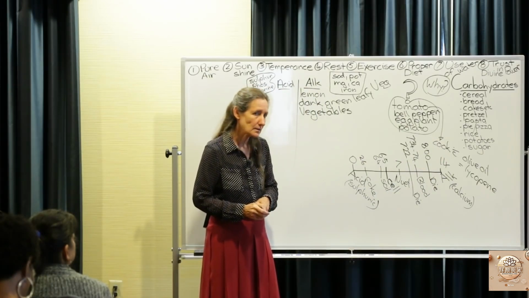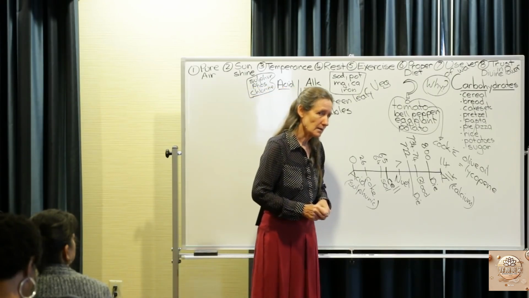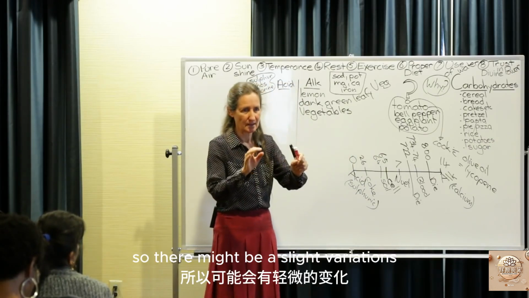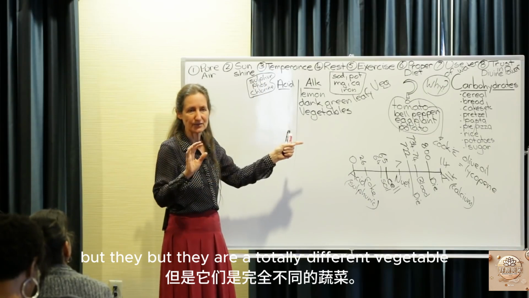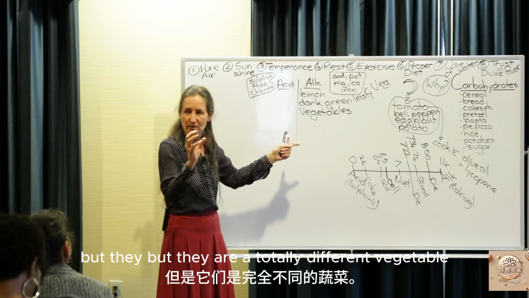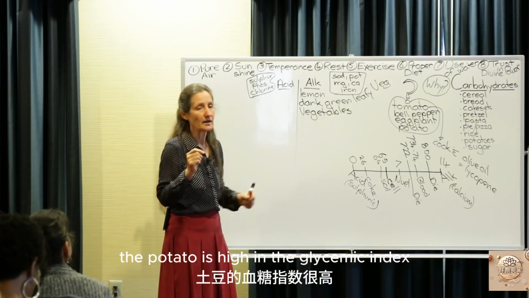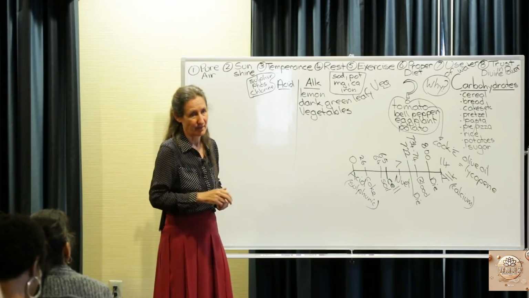What about purple potatoes and potatoes with red skin? Well, all your white potatoes are much of a muchness. So there might be slight variations, but they are a totally different vegetable compared to the yam. It's like for diabetics, the potato is high in the glycemic index, but the sweet potato is not.